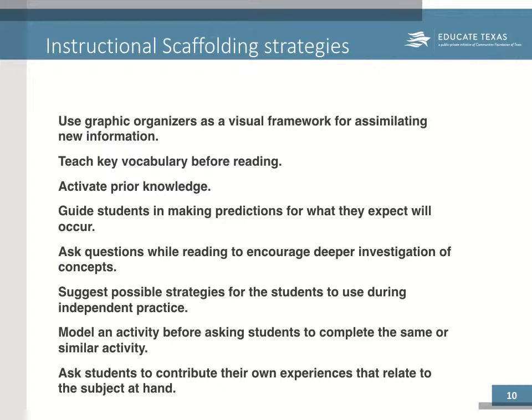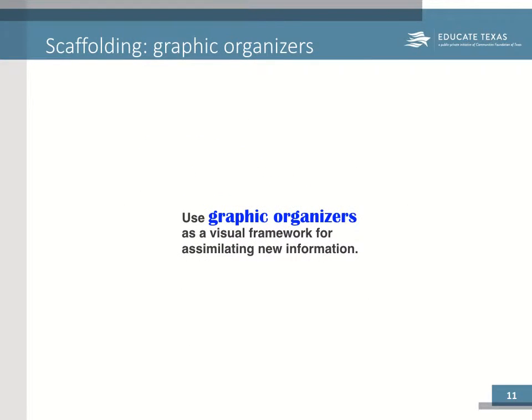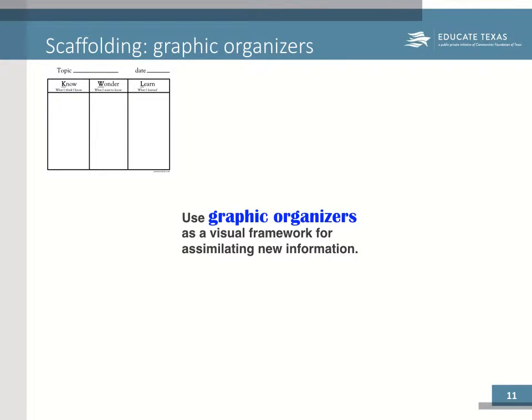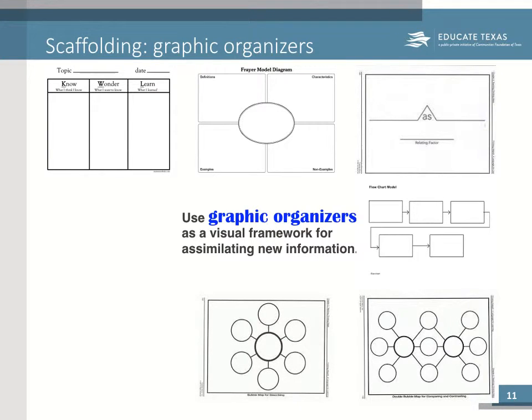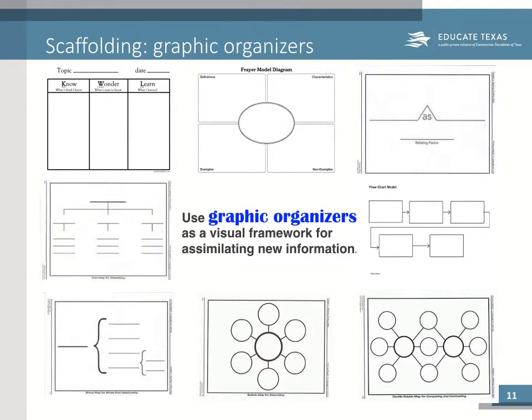Well, let's take a quick look at just a few of these strategies. You're going to see that you're already using a lot of scaffolds. Graphic organizers, for example. You already use lots of these. The KWL chart that we talked about last month, the Freyer model, and all of the thinking maps that we learned about in our district several years ago. All of these are graphic organizers, and graphic organizers are scaffolds.